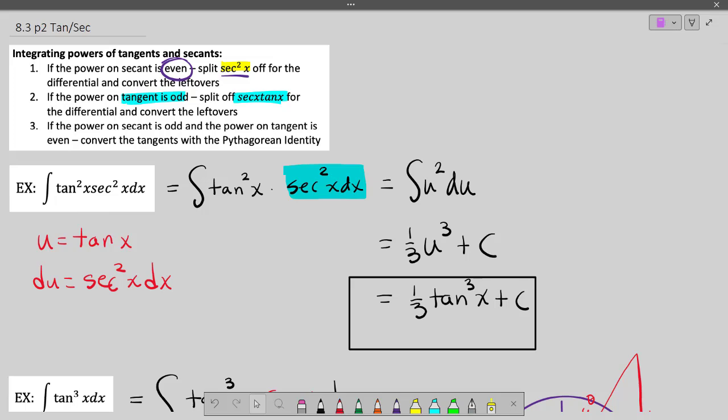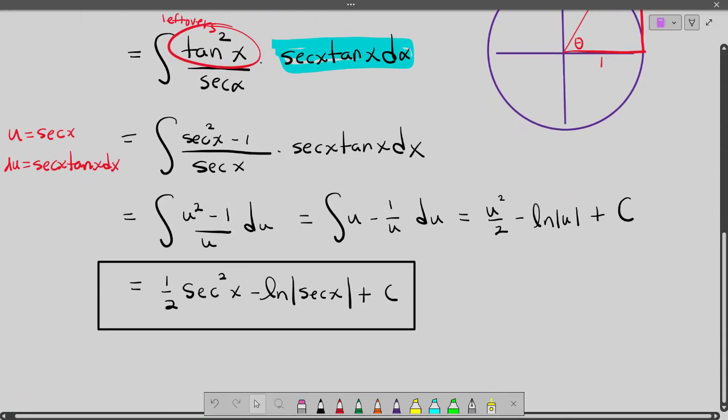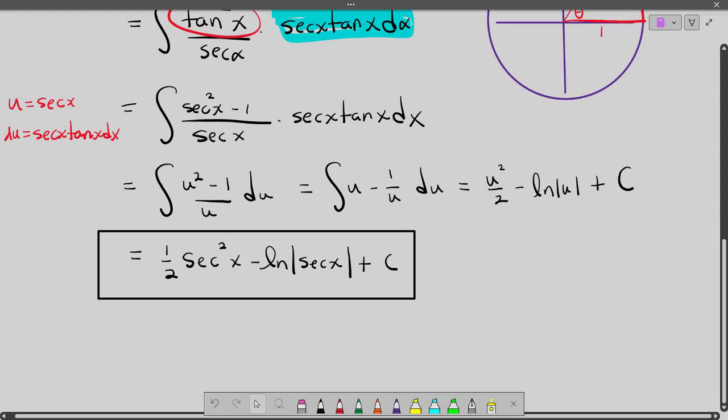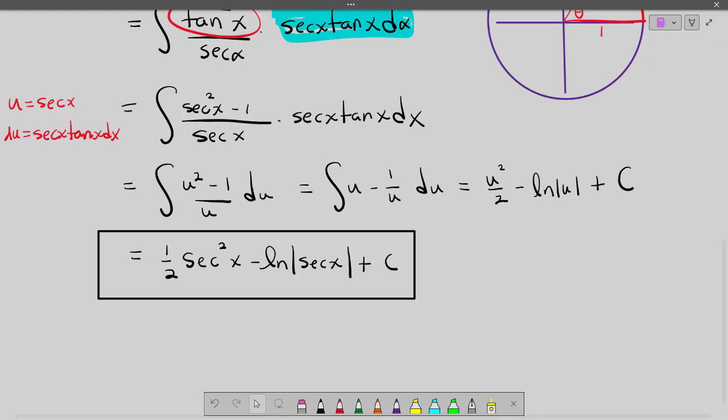How'd you get the ln of it? Oh, say that again? How'd you get the ln? Integrating 1 over u. We separated. Do you see it? So yeah, we separate right here. I'm distributing the u into the u squared and distributing it into the 1, so splitting the fraction. Okay. And then the integral of u and the integral of 1 over u separately. Make sense?